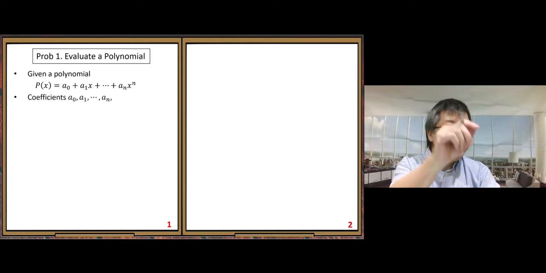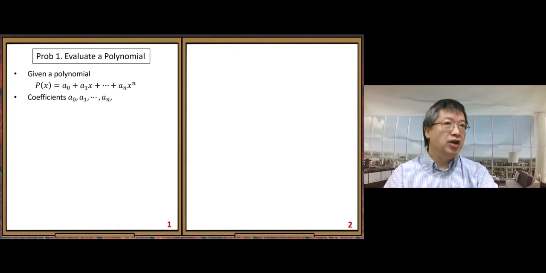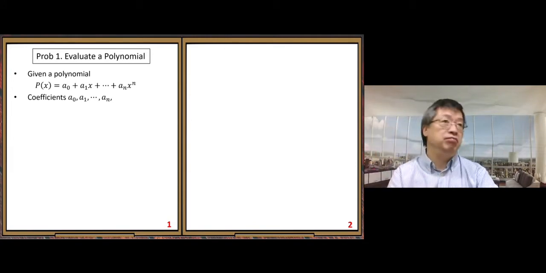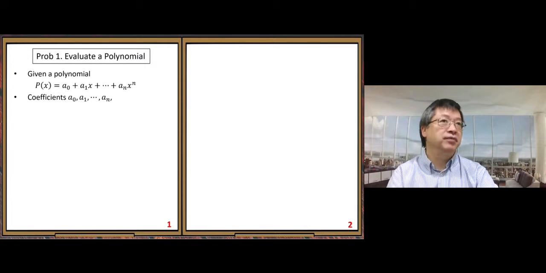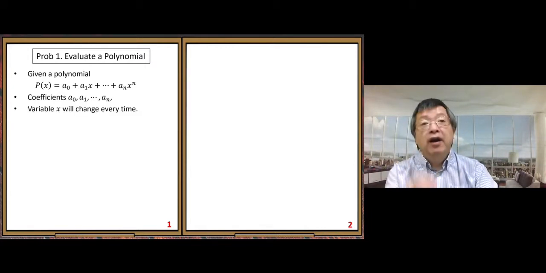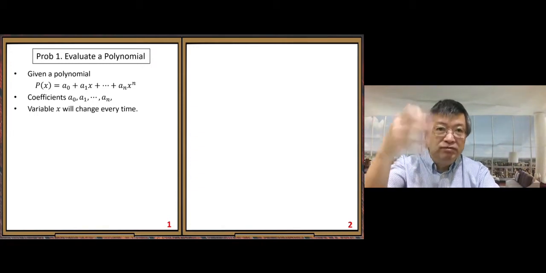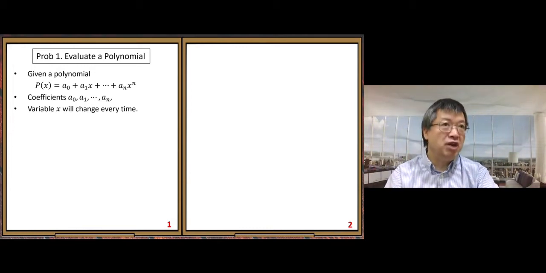Here, a0, a1 through an are the coefficients. So we can treat them as constants. We do not frequently change them, because when we change, we switch to a different polynomial. When you define a polynomial, these coefficients must be fixed. Okay? All right. Then x is treated as a variable. So we can change its value pretty much as you want.